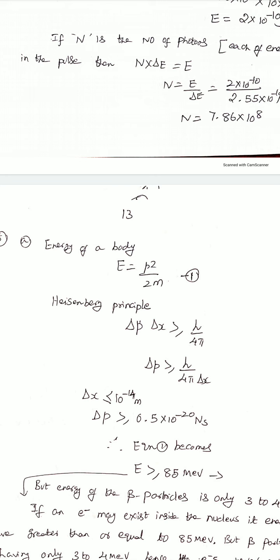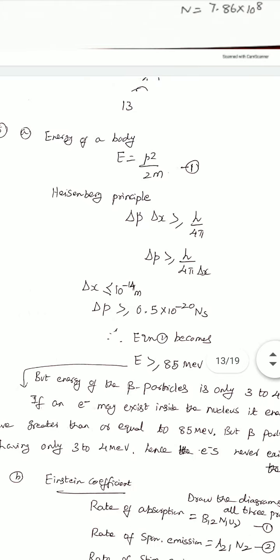Then we write delta p here, and delta x is the radius of the nucleus, which is less than or equal to 10 power minus 14 meters. Then delta p we are getting as 0.5 into 10 power minus 20 newtons. Then we substitute this value in equation 1. Then the energy of the particles in the nucleus we are getting is greater than or equal to 85 mega electron volts.